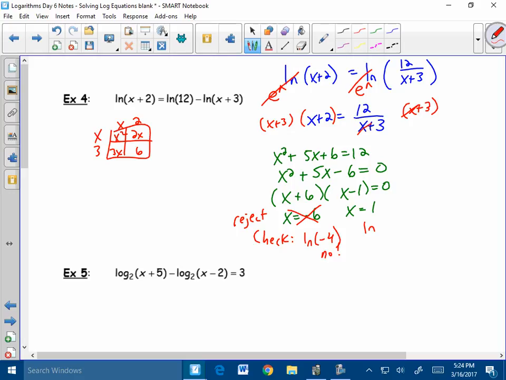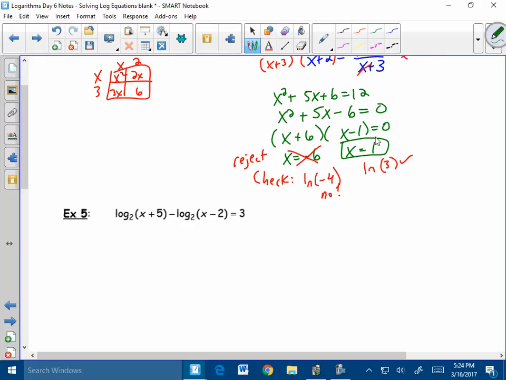Okay, when I plug in a 1, I would get ln of 3. That's fine. And then if I plug in a 1 here, it would be ln of 12 over 3, which ends up getting 4 again. No, wait, that was right. 12 divided by, yeah, you get ln 3 both times. Oh, because they're equal to each other. That's weird. Okay, either way, it's fine. Just a little mistake in my notes there. So both of those are okay. Sorry, x equals 1 is the answer.